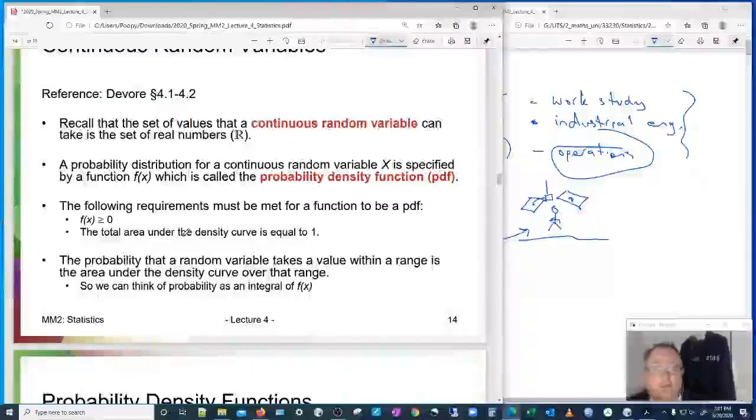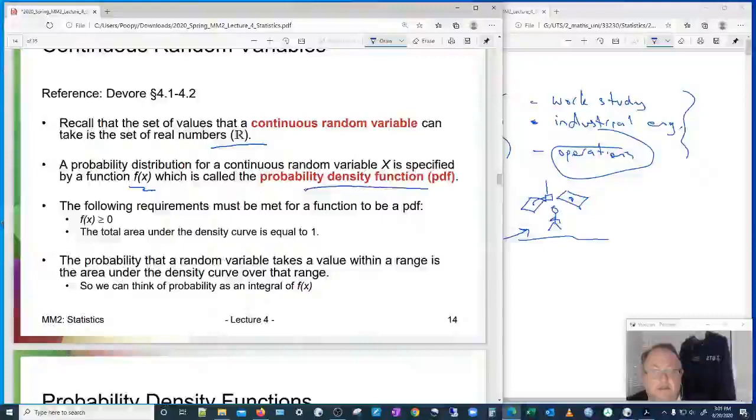variables. The set of values that a continuous random variable can take is the set of all real numbers, denoted by the old-fashioned R. The probability distribution for a continuous random variable is specified by a function which is called the PDF, probability density function. Requirements must be met for a function to be a PDF.